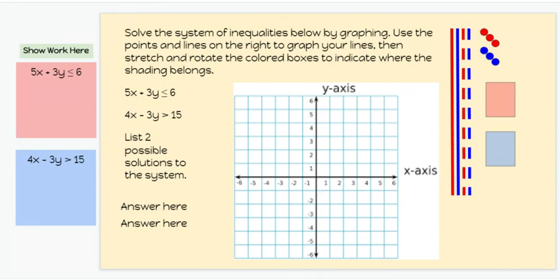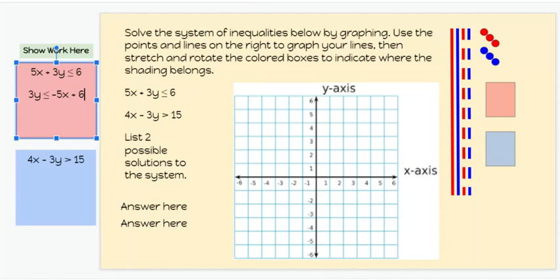So here's our two inequalities. And over here on the left-hand side, we have a little area to do our work. So for 5x plus 3y is less than or equal to 6, our first step in solving for y to get it into slope-intercept form would be to subtract the 5x to the other side. That gives us 3y is less than or equal to negative 5x plus 6. I had to subtract the 5x to the other side.